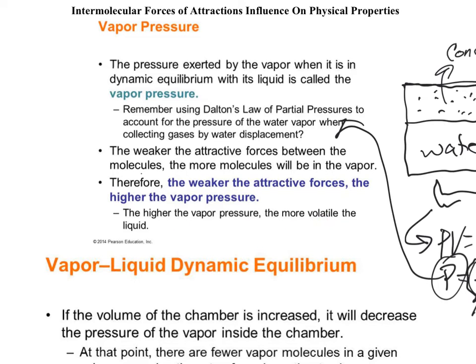The higher the vapor pressure, the more volatile the liquid is. So if something has a really high vapor pressure, that means the molecules aren't being held together very well, and they're readily becoming a gas.